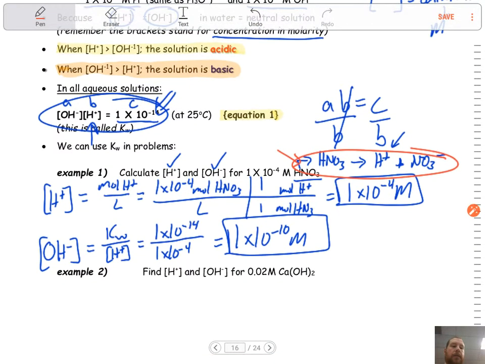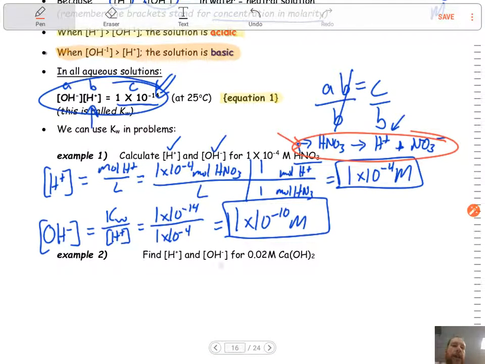So let's do example number 2 together and see what's going on. So I need to do the same thing. I need to find both ion concentrations. Well, let's write my dissociation reaction first. And this is something you may eventually be able to do in your head and identify. But for now, I'm going to show you and walk through that process. So I've got calcium hydroxide breaking down into the calcium ion plus how many hydroxide ions do I have?